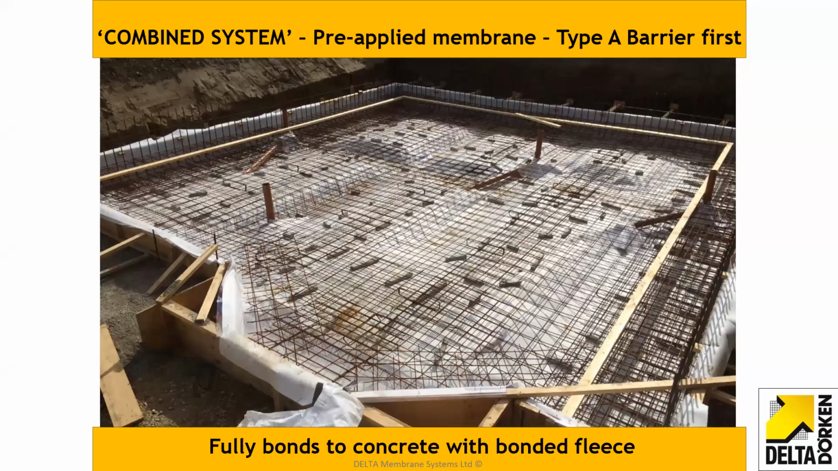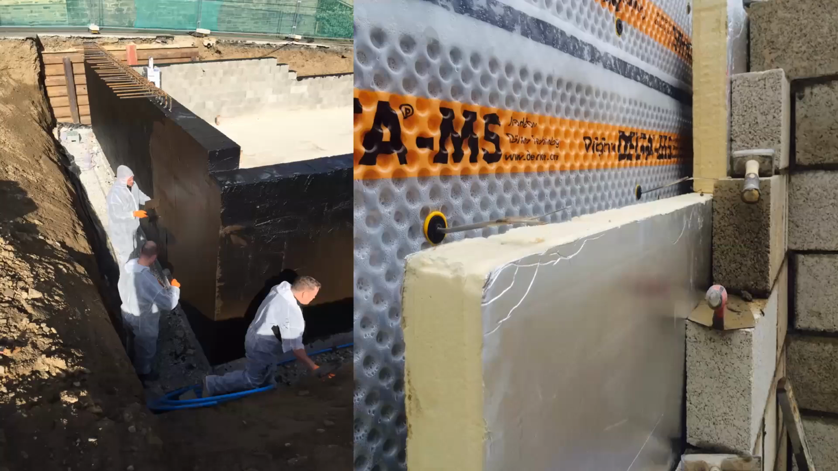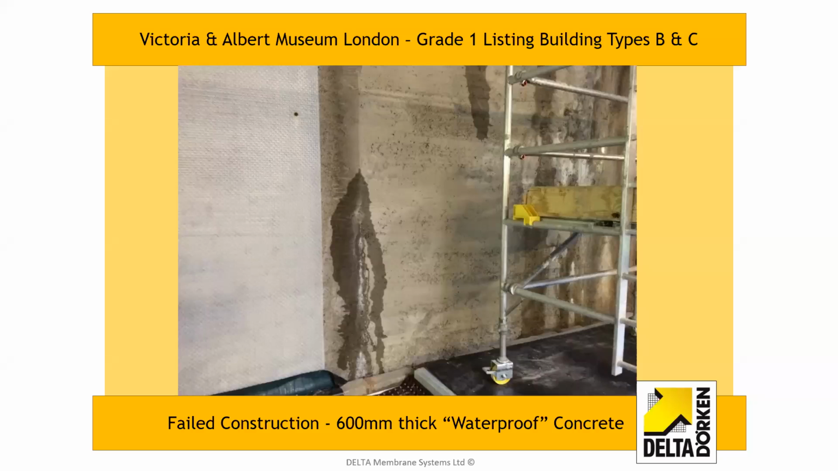There's your pre-applied membrane under the slab in that particular job. This is the job a bit later, the Type A going in on the outside and the Type C on the inside. In this case, in the cavity, so we can tie in the inner leaf using wall ties that are screwed into the plugs, basically. So Type A and Type C there.